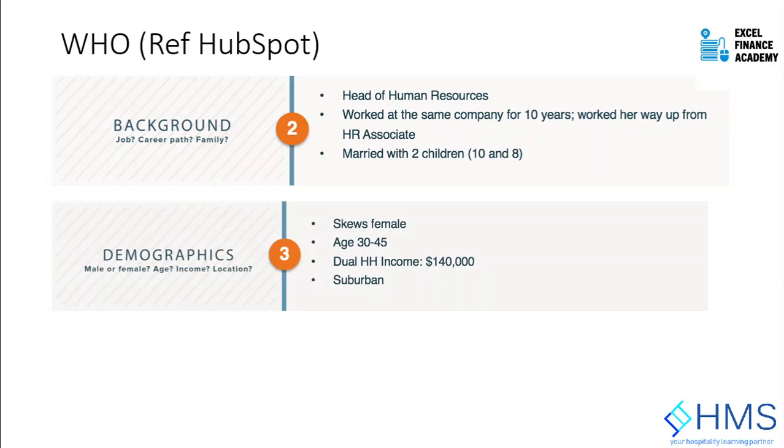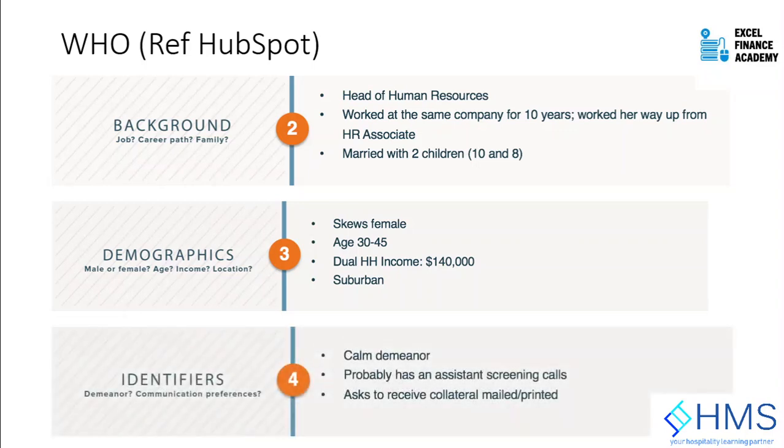and what is that? Skews female. Yeah, means she's a female basically. She's a female, age 30 to 35. How much household income they have, where they live. These are demographics. So you need to understand male or female, age, income, and location.